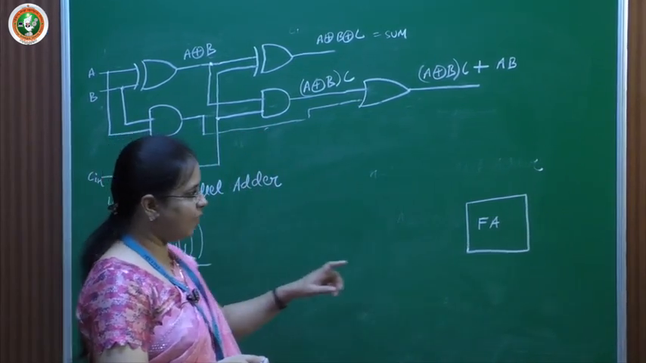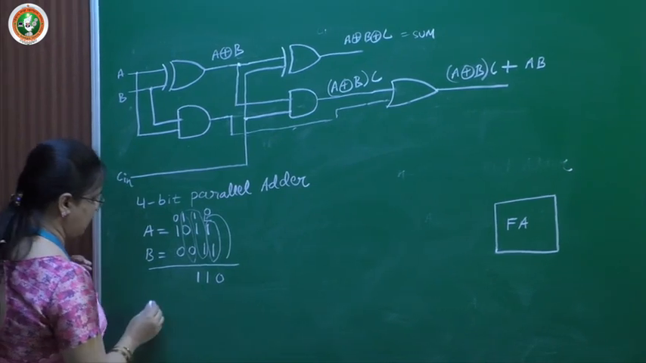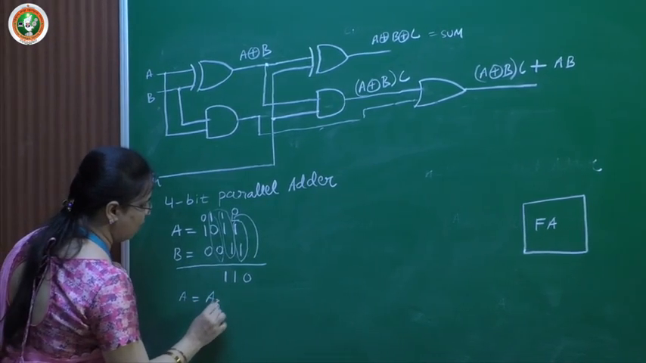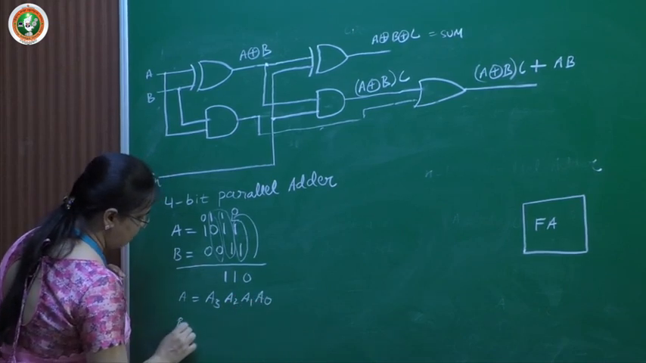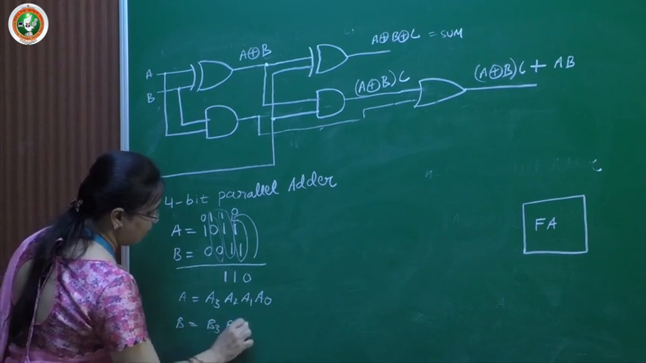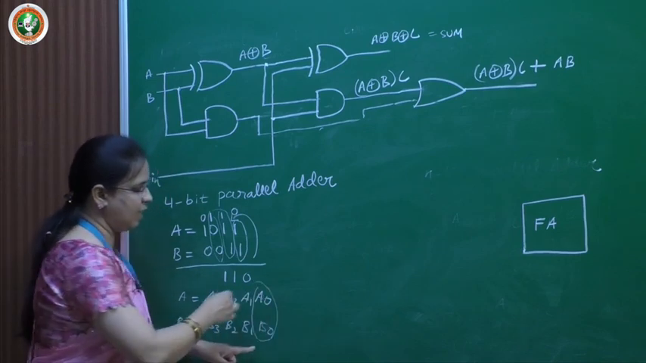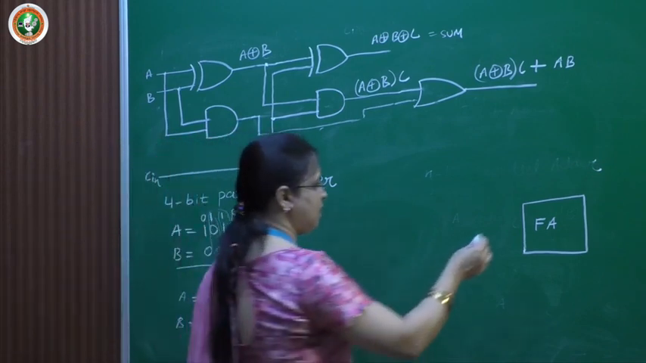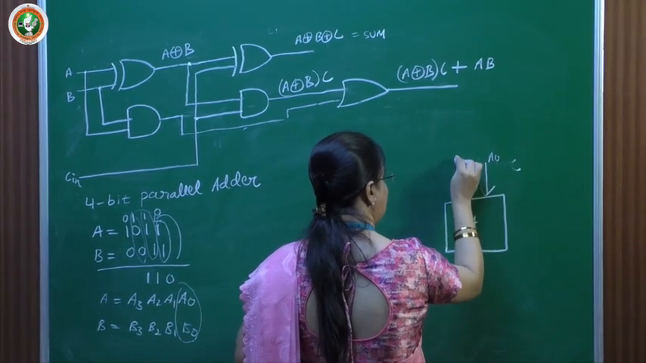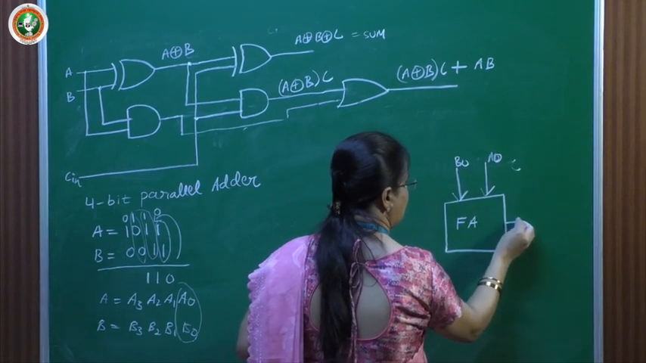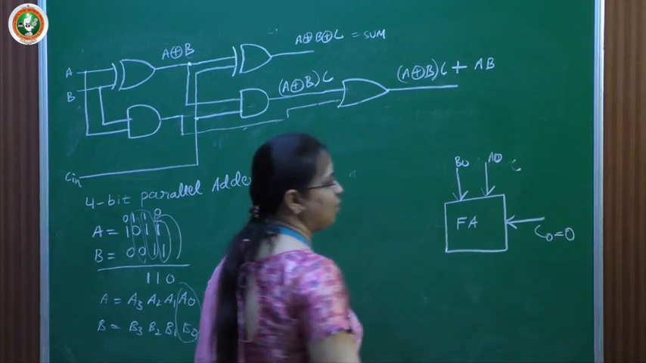Obviously for this first full adder, as we start addition from the rightmost bit, as I have already told you, we are taking the bits as A3, A2, A1 and A0, and B will be B3, B2, B1, B0. So the first terms we are adding will be A0 and B0. For this, the input will be A0, B0, and one more input will be a carry in, which is C0, and it will be set to 0.